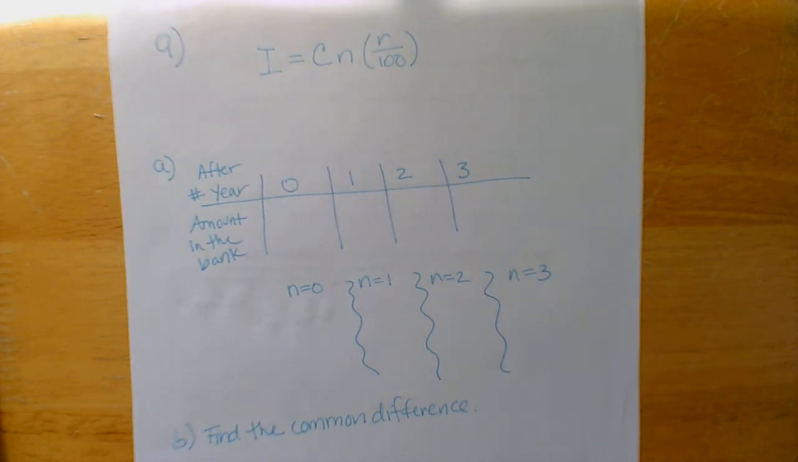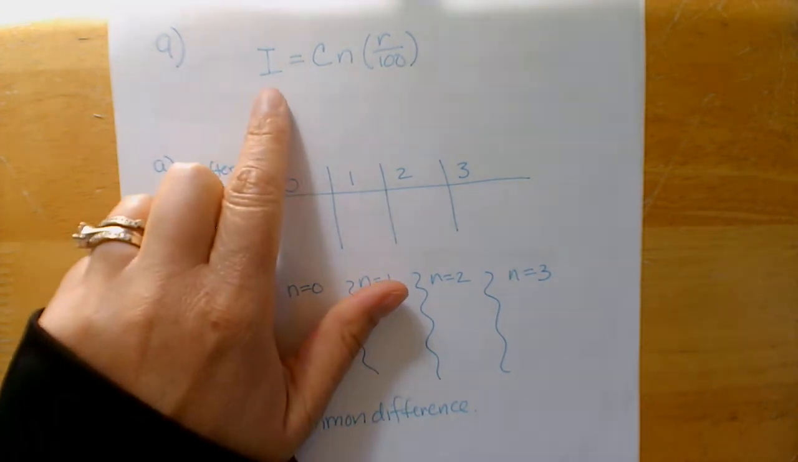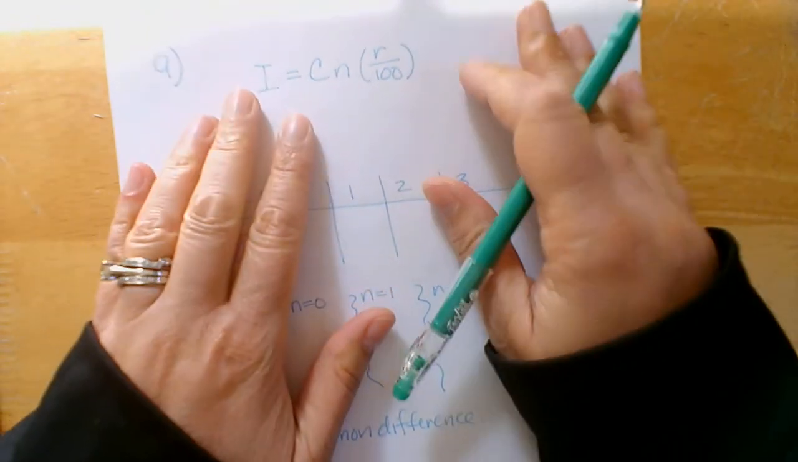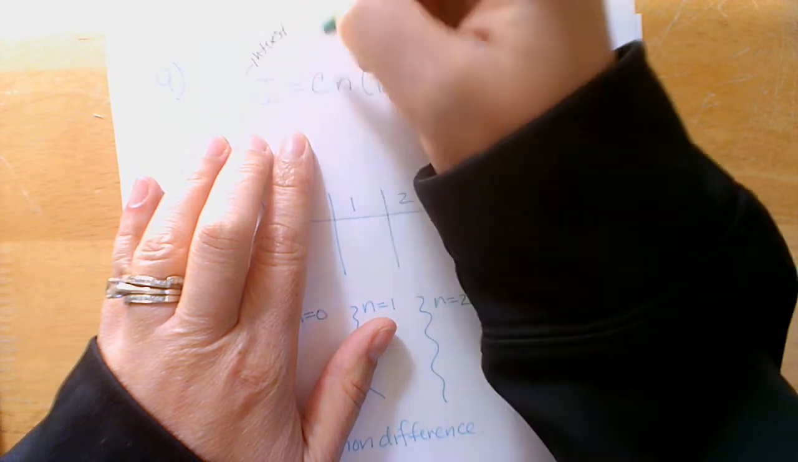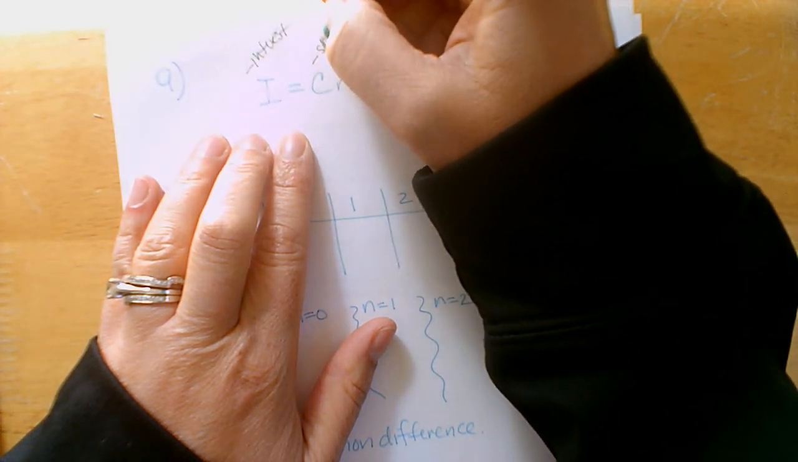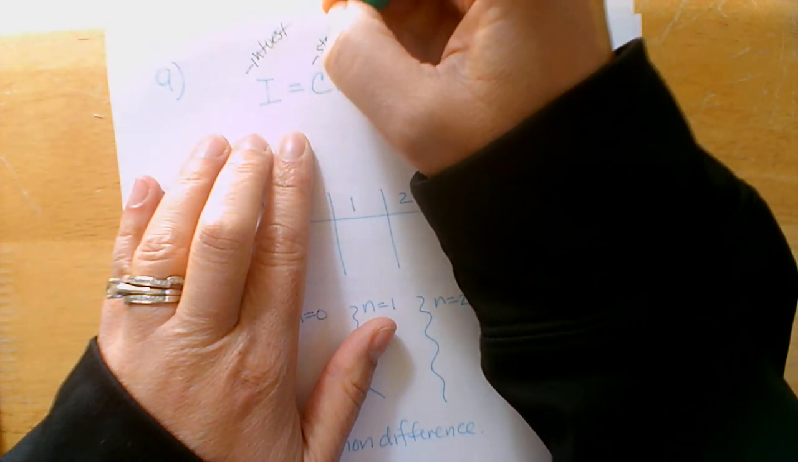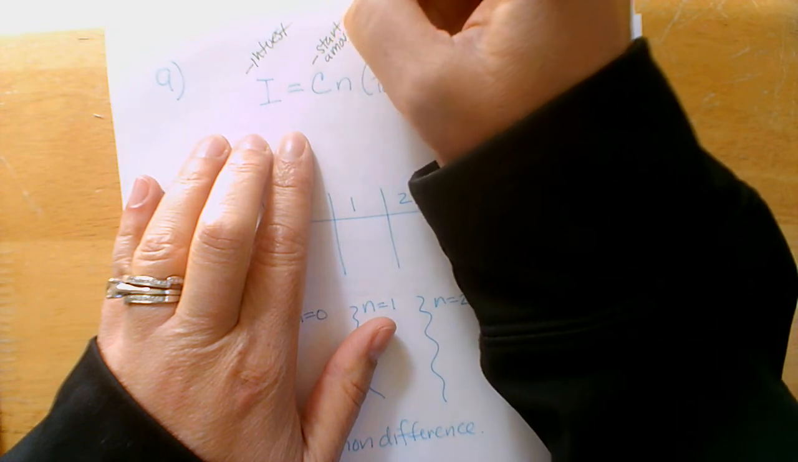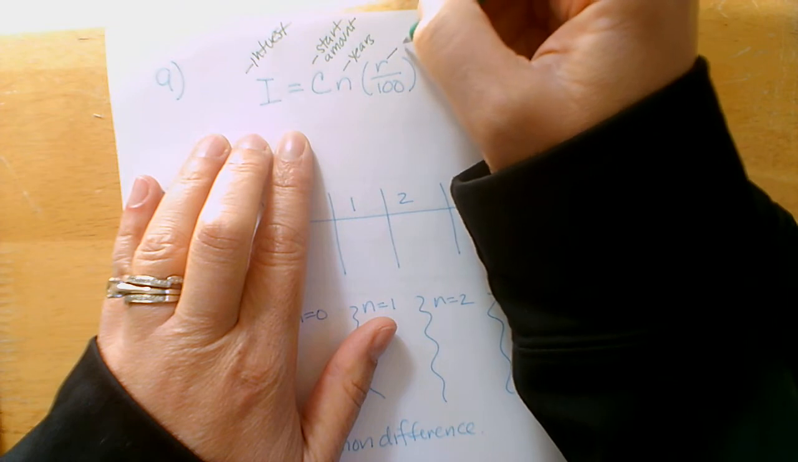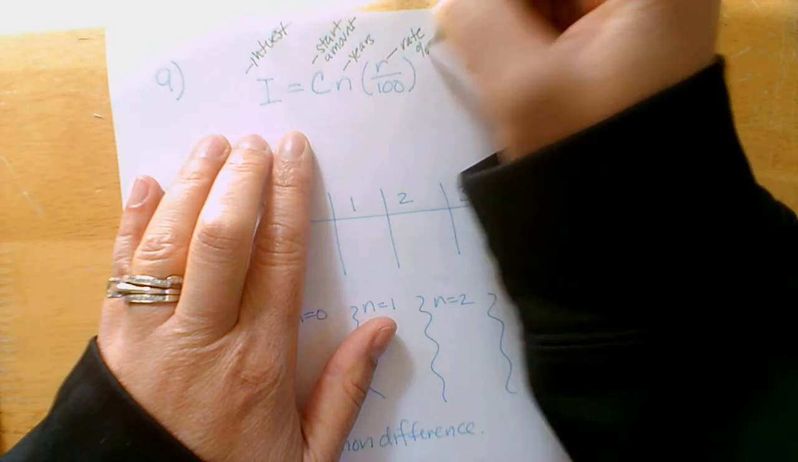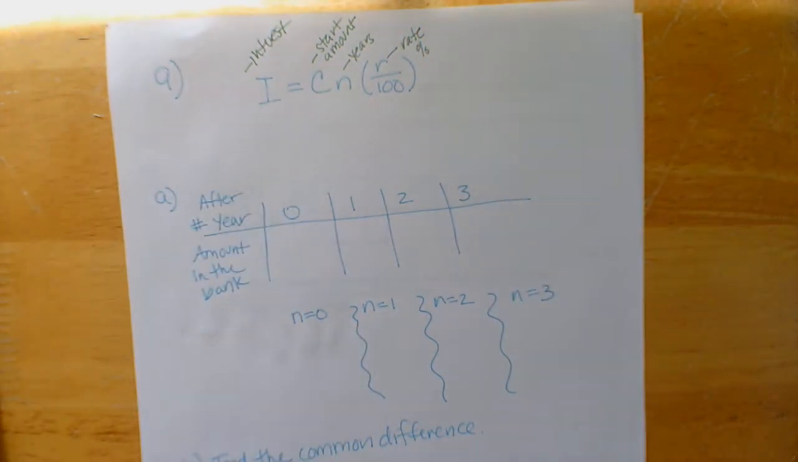I always set up like kind of writing a script. Here we have our interest rate formula. And so let's remember, this is interest. This is going to be our start amount, known as our principal. This is going to be the number of years, and R is going to be our rate in the percent. Okay, so there we go.